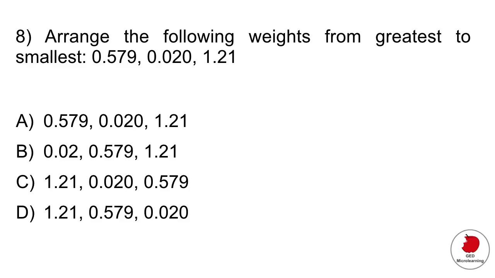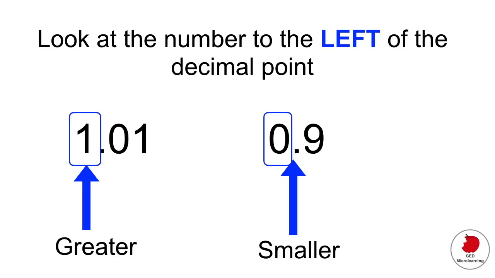All right, another type of question that you will see on the GED relates to decimals and being able to see which decimals are larger than others. In this case, it asks you to arrange weights from greatest to smallest. What you have to remember with decimals is, first, look at the number to the left of the decimal point, and that's going to tell you which of those two numbers is larger. In this case, it's the one on the left.